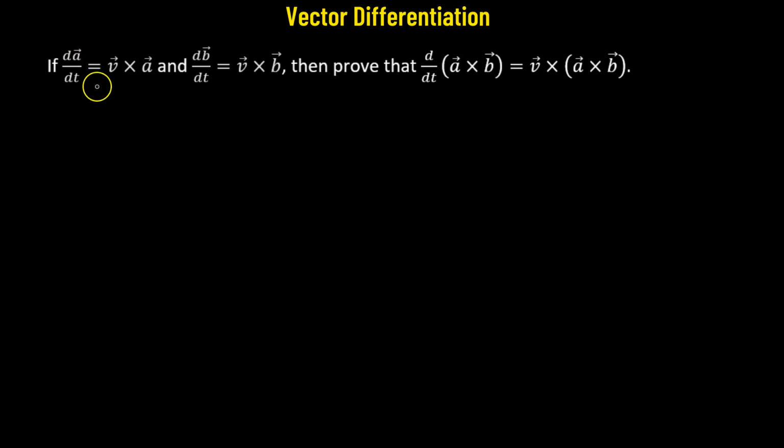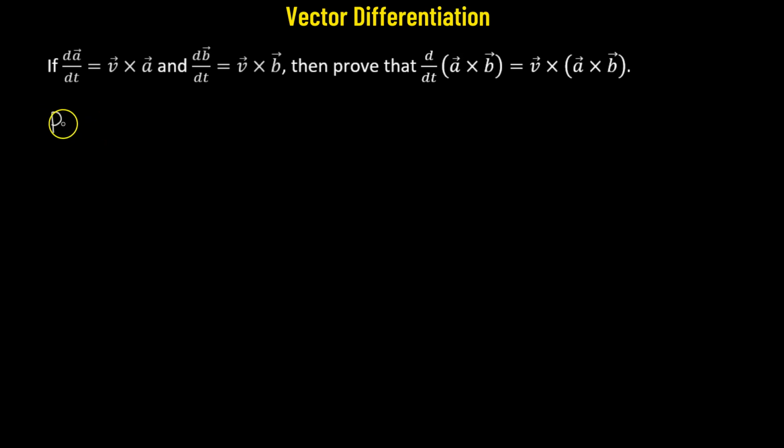So here we are provided that the derivative of vector A with respect to t is given by the vector product between v and A, and the derivative of vector B with respect to t is given by the vector cross product between v and B. Using these two facts, we need to prove that the derivative with respect to t of A cross B is given by v cross (A cross B). So let's find it out.